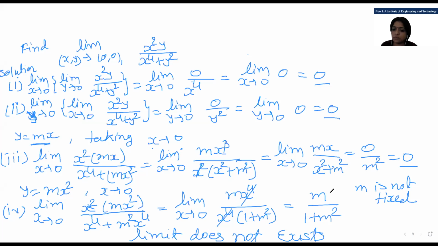But if this answer will be 0, then limit exists, because here both the power, this one is x raised to 4 and this one is x raised to 4. So then we no need to move with another path. Okay, Mahir, got it? Mahir, confirm in the chat box. Now got it?